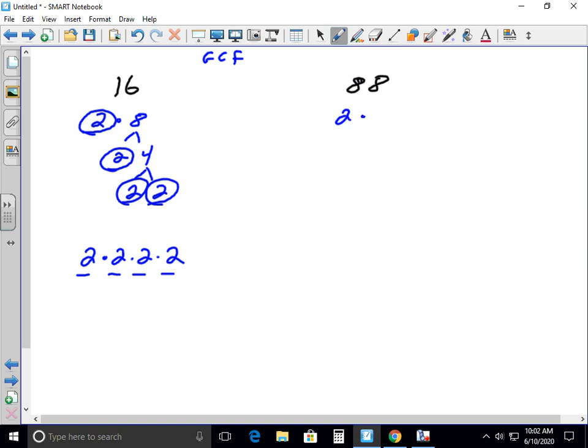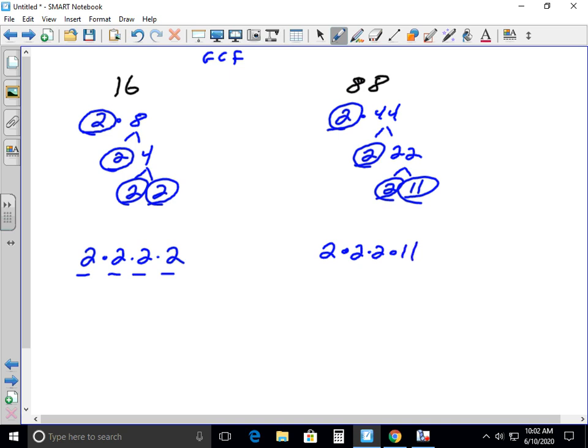88 is 2 times 44. 2 is prime. 44 is 2 times 22. 2 is prime. And that's 2 times 11. So the prime factorization for 88 is 2 times 2 times 2 times 11. The way we figure out the greatest common factor is we look to find out what these two lists have in common.